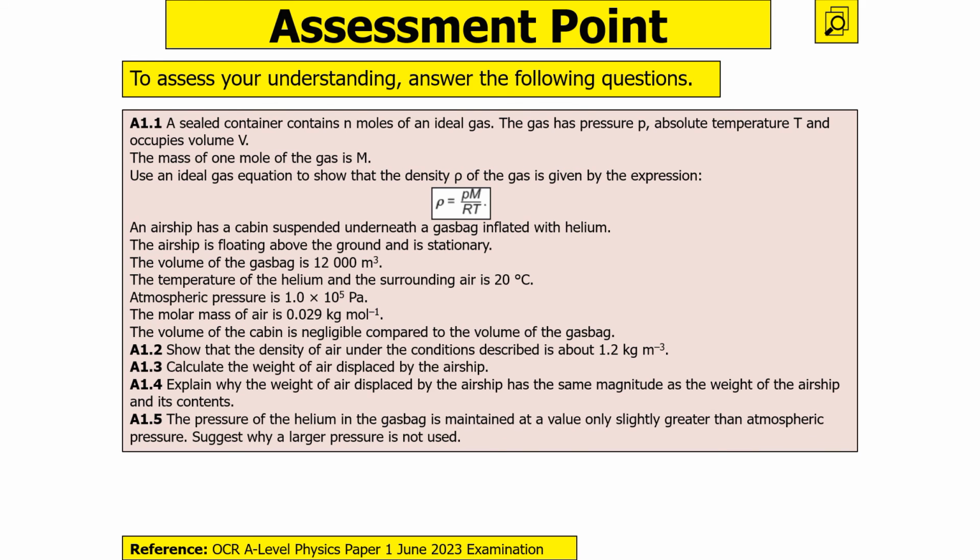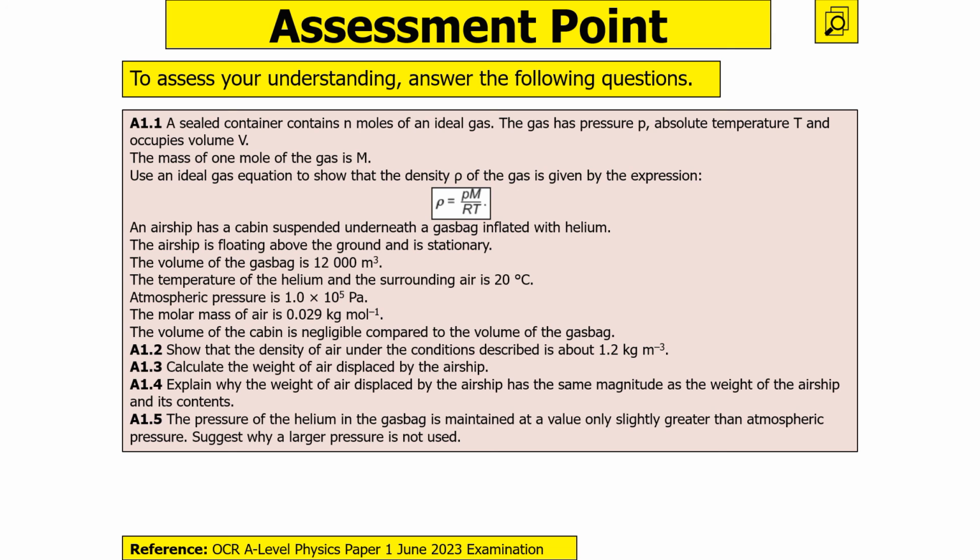The next question says, a sealed container contains n moles of an ideal gas. The gas has a pressure P, an absolute temperature T, and occupies a volume V. The mass of 1 mole of the gas is big M. Use the ideal gas equation to show that the density of the gas is given by the expression ρ equals PM over RT. An airship has a cabin suspended underneath a gas bag inflated with helium.